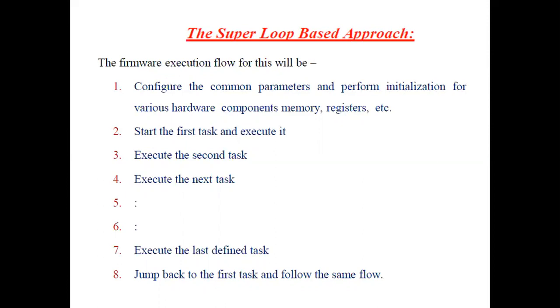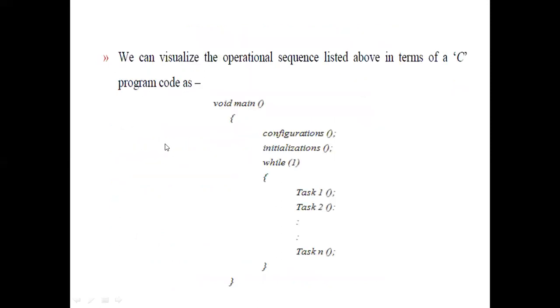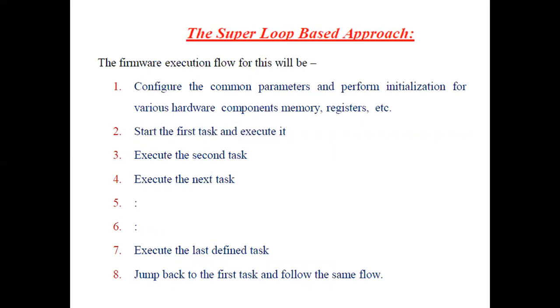Here we can see the firmware execution flow. First, configure the common parameters and perform initialization for various hardware components, memory, registers, etc. Second, start the first task and execute it. Next, execute the second task, the third task, the fourth task, the fifth task, and so on up to the last defined task, and at last jump back to the first task and follow the same. This is how the superloop based approach works.